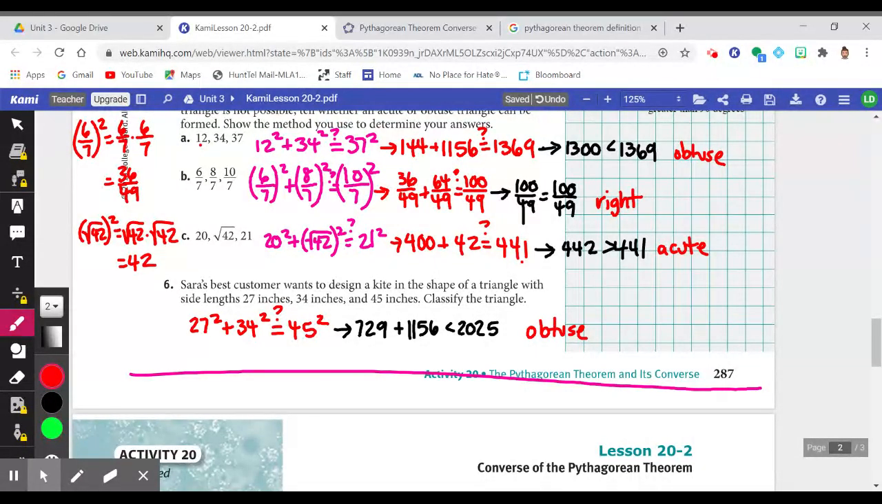Last and certainly not least, Sarah's best customer wants to design a kite in the shape of a triangle with side lengths 27, 34, and 45. Classify the triangle. So just using an example from the text to classify the triangle. Again, the reason I use 27 and 34 as a and b is because they are the two shortest sides. 27 squared plus 34 squared doesn't actually equal 45 squared. These two added together is less than c squared, therefore it is obtuse.